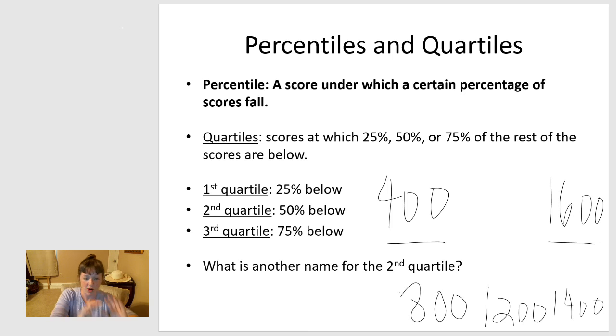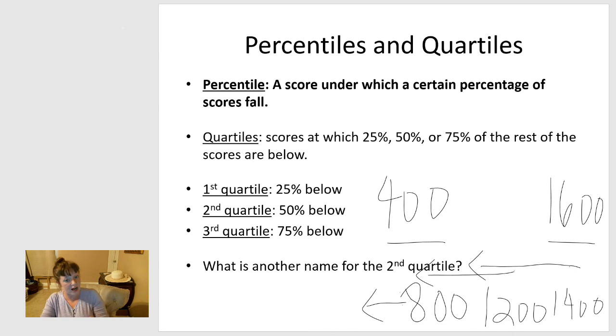That means approximately 25% of the folks were 800 and below. 50% of the folks, 1200 and below. And 75% of the folks were 1400 and below, leaving 25% above 1400. And again, I'm just making up these numbers. But oftentimes you'll get all three quartiles reported, which are the 25th, 50th, and 75th percentiles, to give you a sense of how spread out things are.